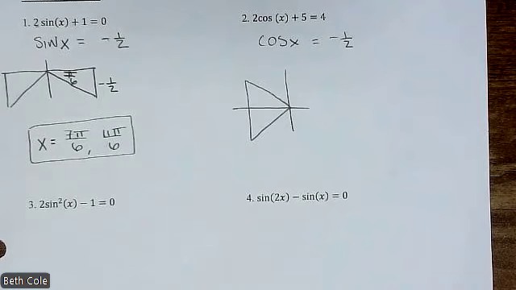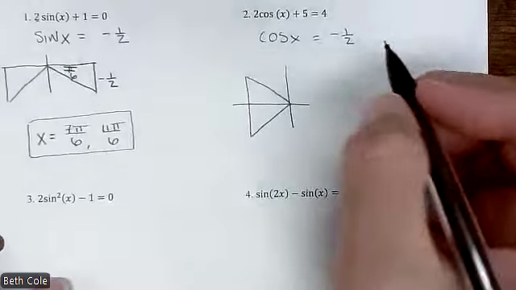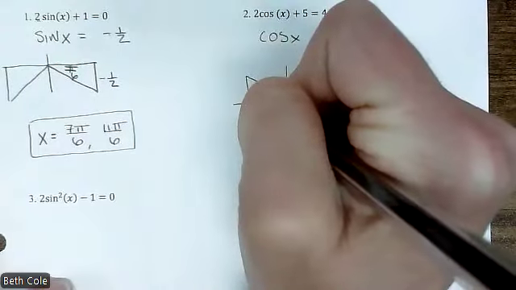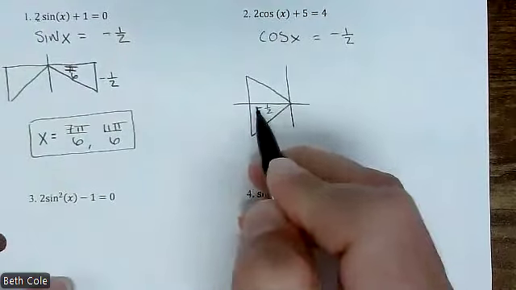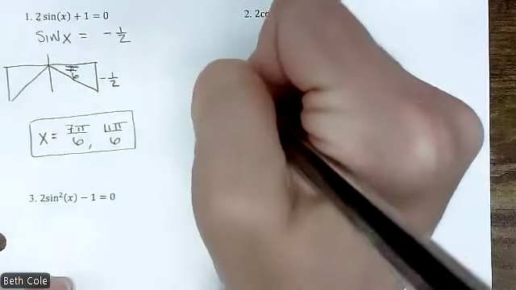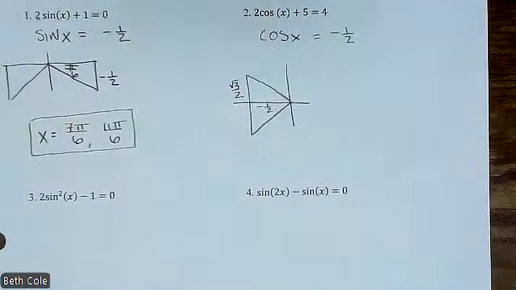And at the end of the day, and I say this all the time, there's only 4 quadrants. If you get stuck, give it a guess. You only have 4. Now, cosine is the x value, so your negative a half goes along this side. That means your other side is square root of 3 over 2.